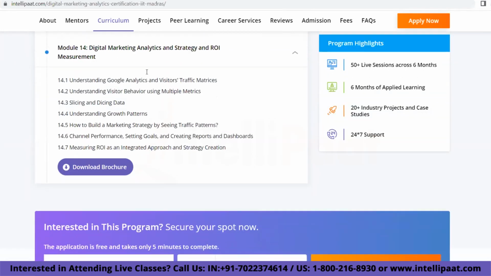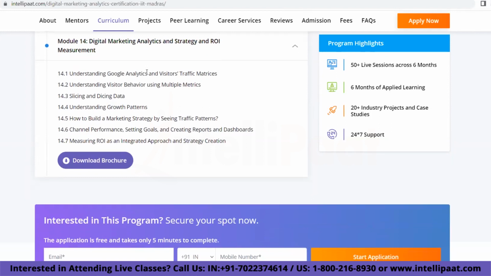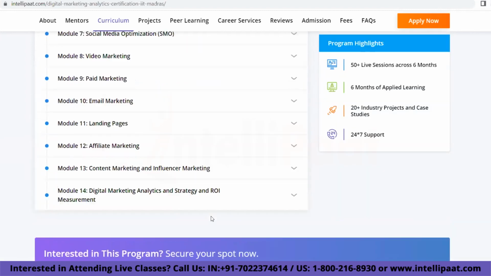Module 14 is digital marketing analytics and strategy and ROI measurement. So understanding the behavior using multiple metrics, understanding the growth patterns of a particular product, and how to build a strategy for a particular product by seeing the traffic patterns. All these things will be taught in module number 14.